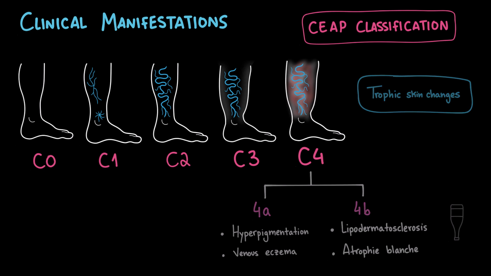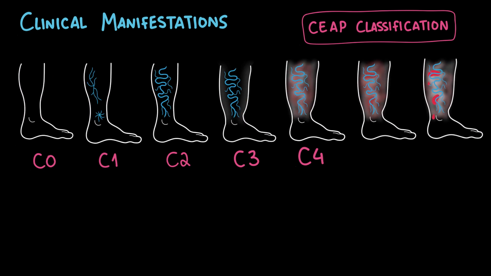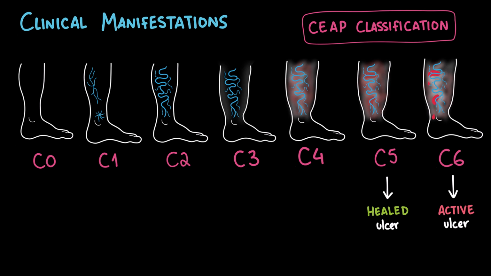Next, we move on to the final and most severe stages, C5 and C6, where patients develop ulcers. In C5, the patient has a healed ulcer. Even though the ulcer has closed, the skin remains fragile, and there's a high risk of recurrence if the underlying venous hypertension isn't treated. In C6, here we see an active open ulcer, usually located around the medial malleolus or inner ankle. These ulcers are often slow to heal and require careful management to prevent complications.